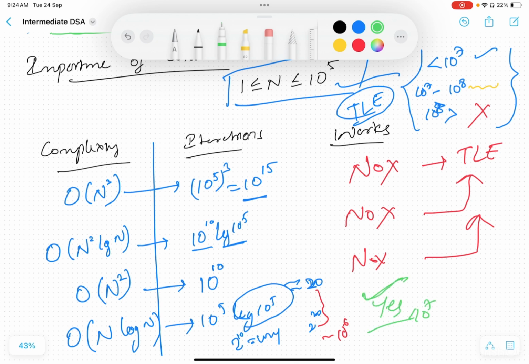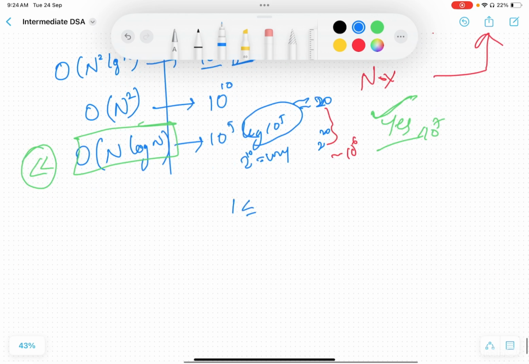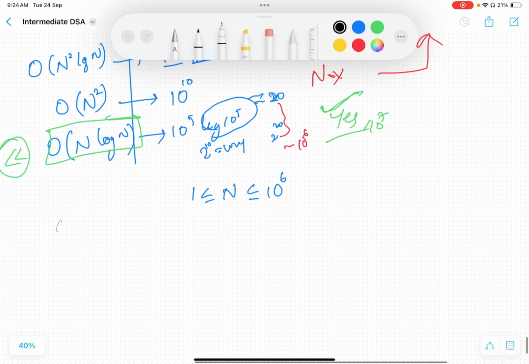So you have to go with any approach that is having order of n log n or less than this. We have discussed the comparison order also. This is the importance of constraints. Now in general you will see one more constraint, that is around 10 power 6. For 10 power 6, let's evaluate the complexities.